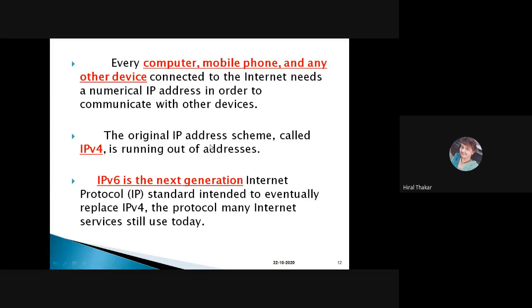The original IP address scheme is called IPv4, Internet Protocol version 4. Now it is running out of addresses. It was very basic, it was the original. When the internet was established, IPv4 was created, but now more and more devices are connecting to the internet every day. So we don't have sufficient addresses. IPv4 doesn't have enough addresses, it is running out.